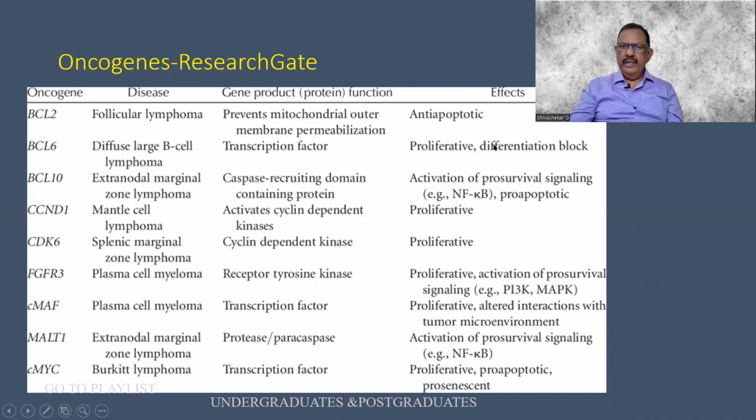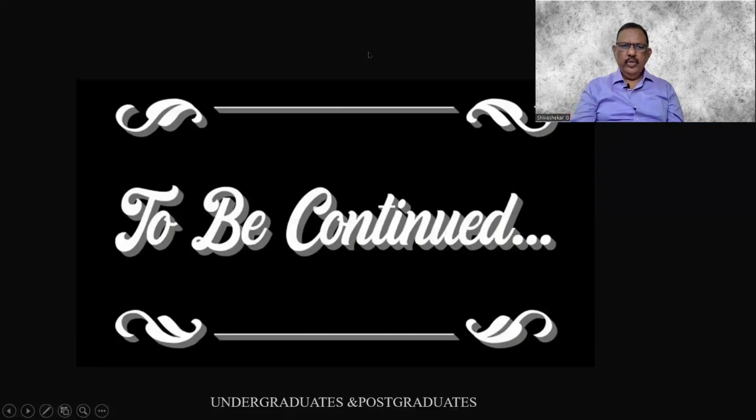Here it is proliferation, there is a block in the differentiation. Activation of the pro-survival signaling, proliferative. Then proliferation as well as activation of the pro-survival signaling. And I would like you people to do this. Prosenescent, it allows the cell to become old but not die. So these are the list of oncogenes. I think the students will know this well. You can implement it if you are getting a question on the oncogenes or the proto-oncogenes. To be continued.